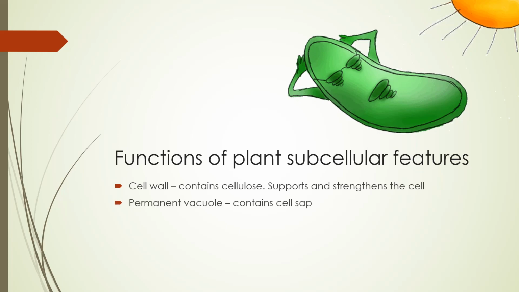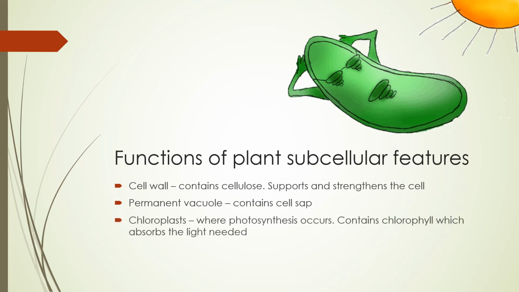Okay, permanent vacuole, that contains cell sap. Now, the cell sap contains a weak solution of sugars and salts. Chloroplast, where photosynthesis occurs, it contains chlorophyll, as we've already mentioned, which absorbs the light needed. So here, this guy's absorbing all that sunlight, which is basically the thing that they need for photosynthesis to occur.